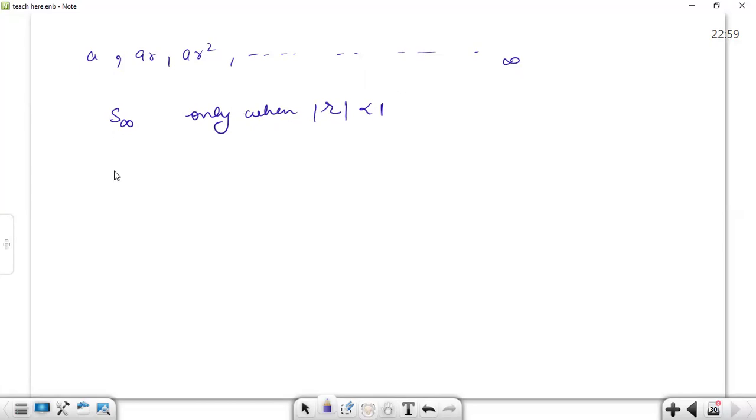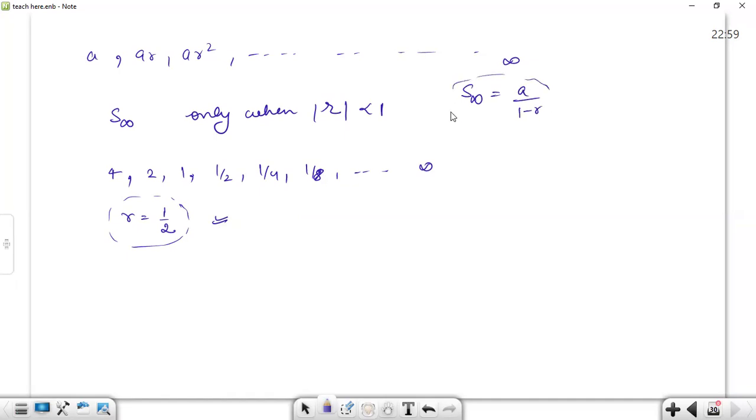So for example, let's say 4, 2, then 1, then 1 by 2, 1 by 4, 1 by 8, and it is going to infinity. So we know that the common ratio is 2 by 4, or 1 by 2, which is less than 1. Now we are able to find the sum of infinite terms, and that will be given by this simple formula.